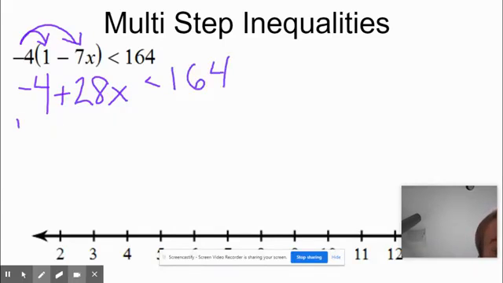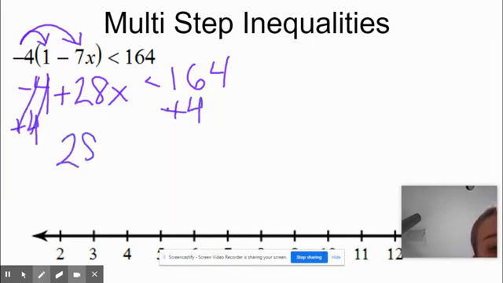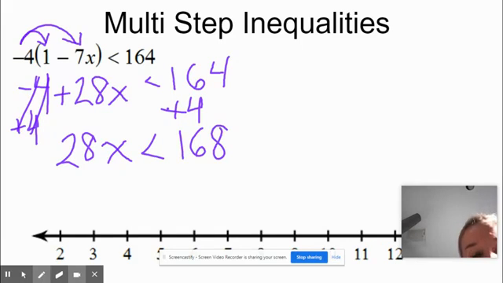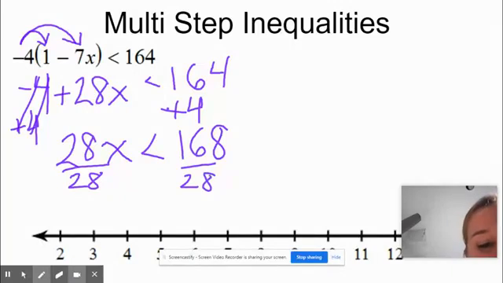Now this 4 has to go. So I'm going to add 4 to both sides. There you go. And these cancel out, and you're left with 28x is less than 164 plus 4 is 168. And now I have to divide both sides by positive 28, right? So I'm dividing by a positive. There's no need to flip the sign. And now I have x is less than 6.